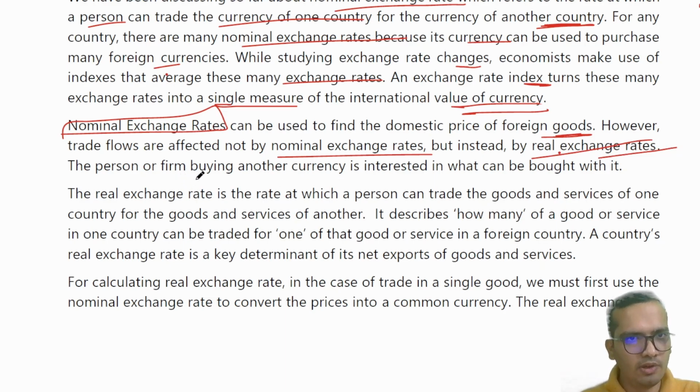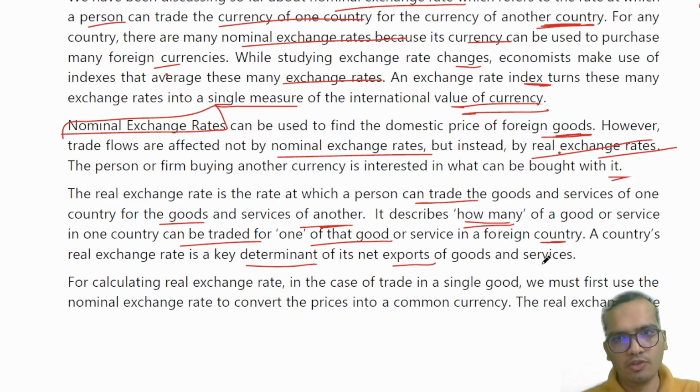The person or firm buying another currency is interested in what can be bought with it. The real exchange rate is the rate at which a person can trade the goods or services of one country for goods or services of another. It describes how many of a good or service in one country can be traded for one of that good or service in a foreign country. So a country's real exchange rate is the key determinant of its net export of goods and services.